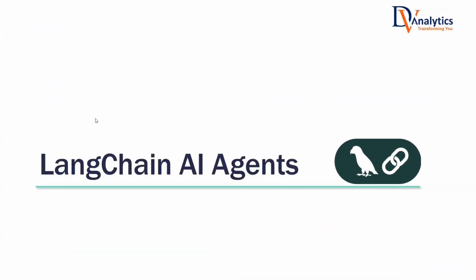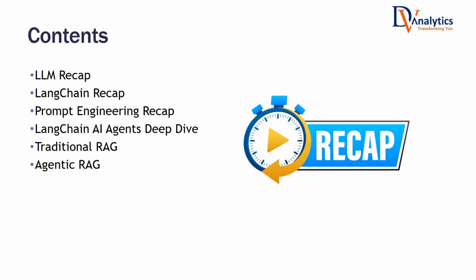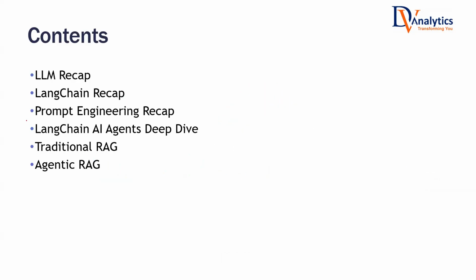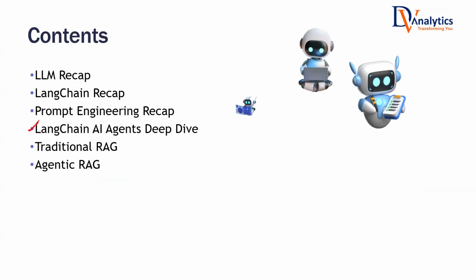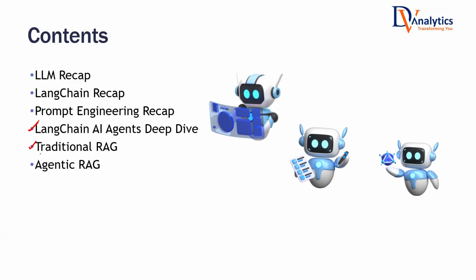This session will work as a recap for Gen AI and AI agents. Also, I'll try to cover some of the important topics within LangChain. I'm going to cover LLM recap, LangChain recap, prompt engineering, a very quick recap, and then we will go to LangChain agents, a basic idea of agents, how do they work, how do we work with agents and tools, and we will also see traditional RAG and then agentic RAG.